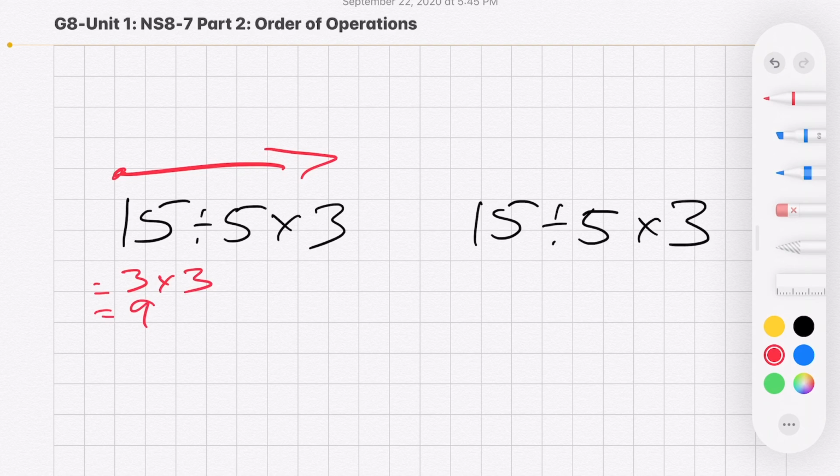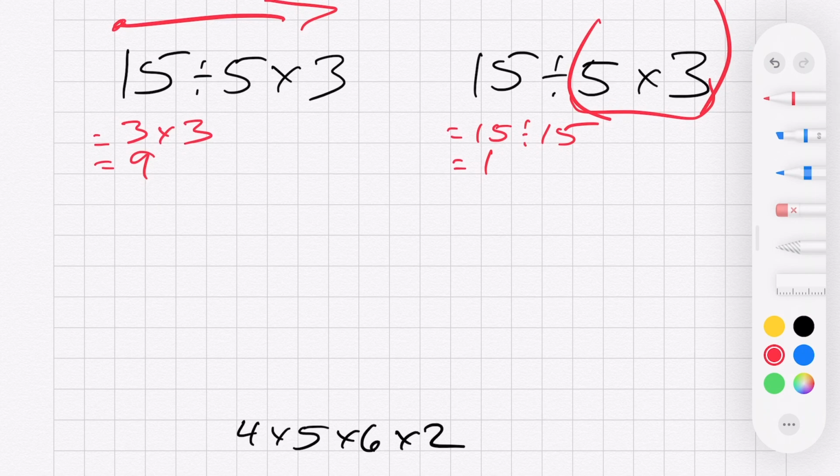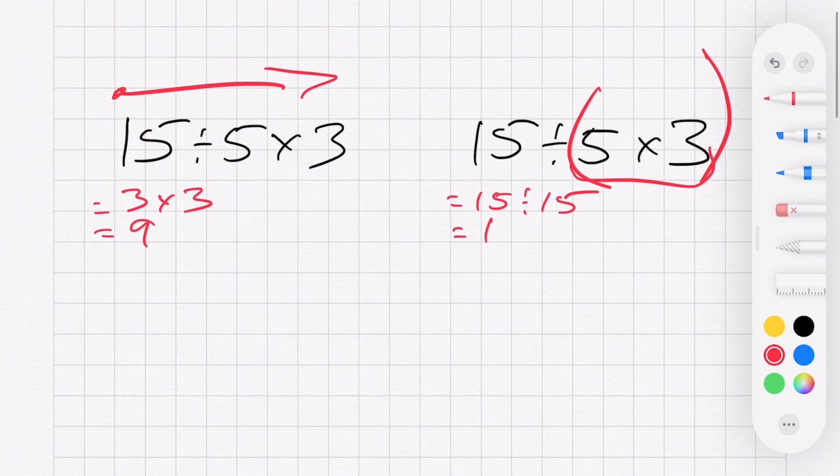Okay, and then if we're going over here and I'm trying to get to 1, I'm going to try this first. So that would be 15 divided by 15, which would be equal to 1. So the brackets would need to go right there. Okay, so changing the order of the operation does affect the answer.